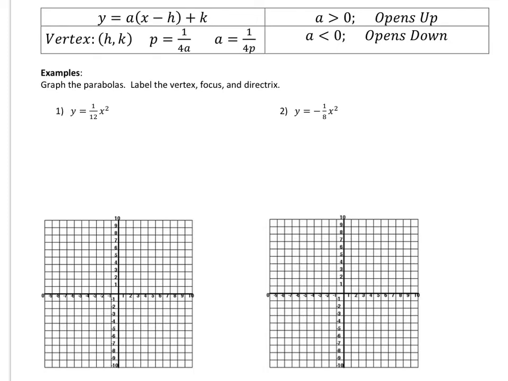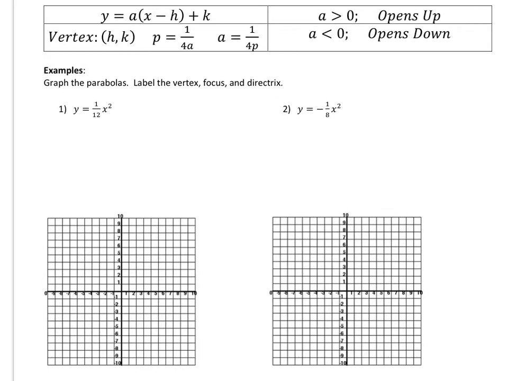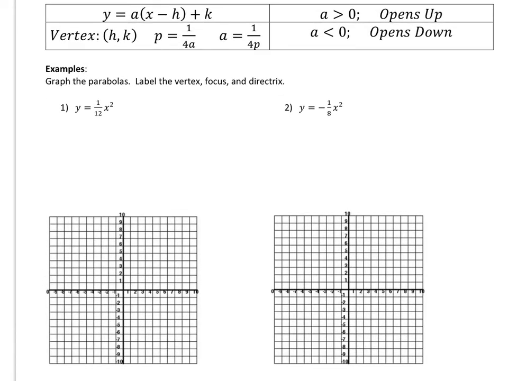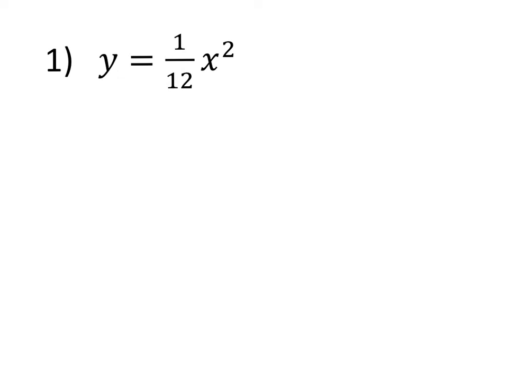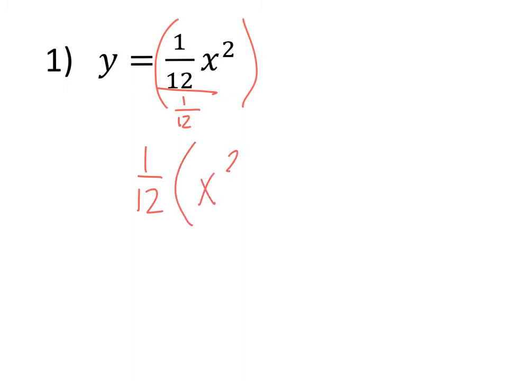Here's an example of an equation you could be asked to graph: y = 1/12 x squared. For step 1, we have to get it into vertex form. From the previous lesson, we put parentheses around our x. Then the number in front cannot be anything other than 1, so if it's not, we have to divide it out. We divide out the 1/12, leaving us with x squared.